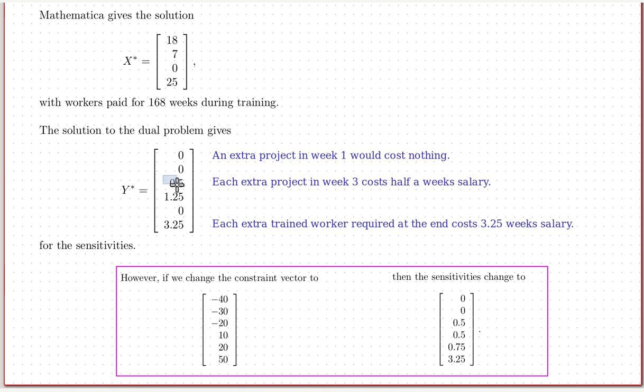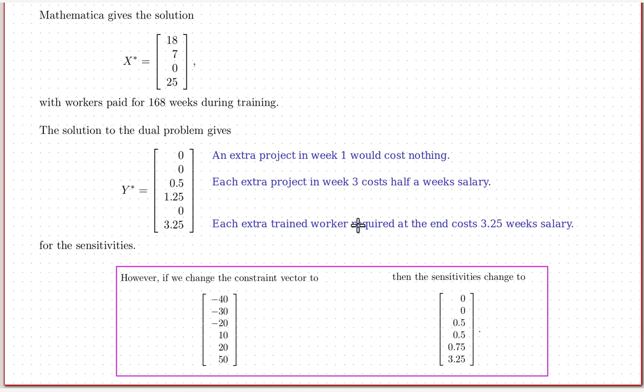We can interpret this as meaning that if we want to do 2 new projects during the third week, it'll cost us 2 times the sensitivity of 0.5. It'll cost us 1 extra week of work. So we can do 2 new projects during week 3, but it'll cost us 1 extra week of salary for a trainee.